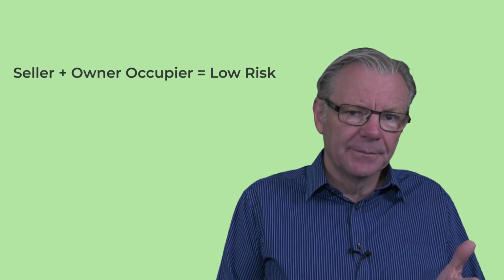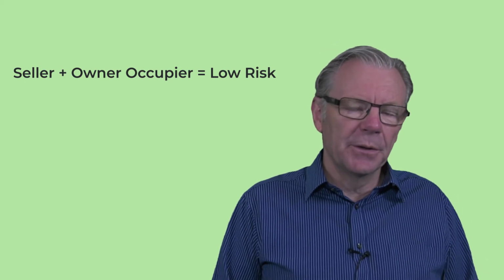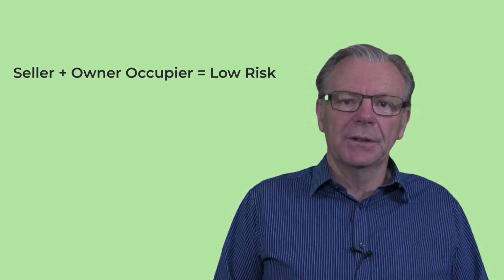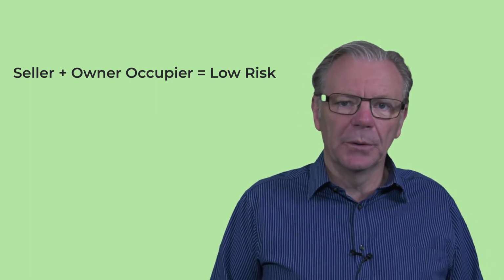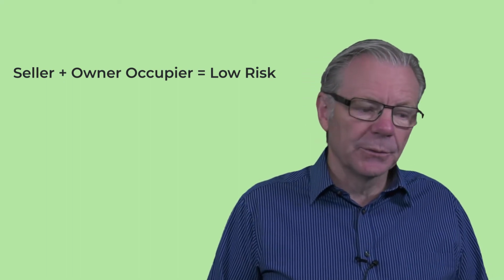You have a seller, and this seller is an owner-occupier. They're obviously going to be a low risk as far as money laundering is concerned. They're obviously not going to try and hide their identity. It will be a simple process to conduct your customer due diligence on those individuals.